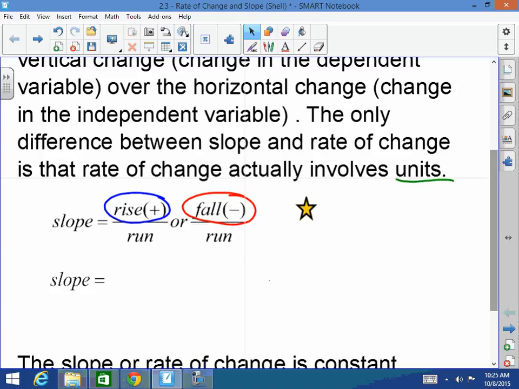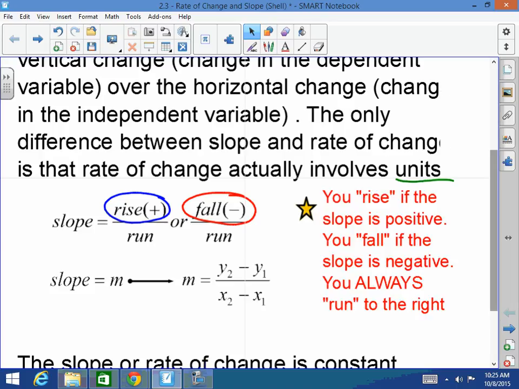The actual formula for slope is represented by a lowercase m, and the slope equals y2 minus y1 over x2 minus x1. You rise, remember, if the slope is positive. You fall if the slope is negative. But no matter what, you're always running to the right, unless you go backwards, and we'll talk about that in the Chapter 2 add-on notes. But slope is y2 minus y1 over x2 minus x1.